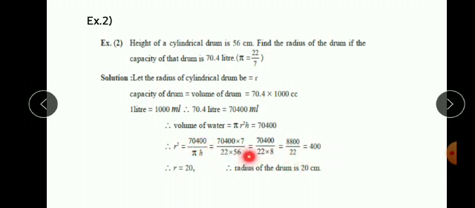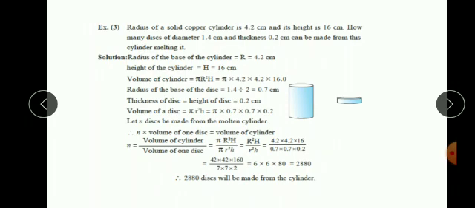And r square is 400. So r is equal to what? 20. Square root of 400 means 20. Therefore radius of the drum is 20 centimeter. So example 2 is over. Now let's see example 3.